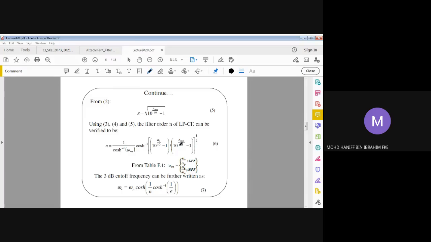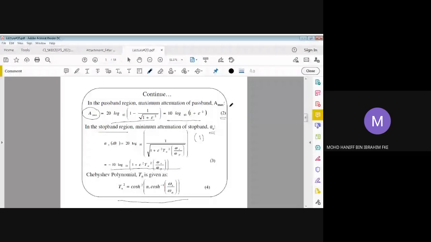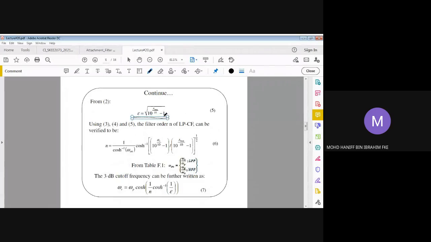Okay then. So from equation number 2 that we have seen just now, we can write the epsilon in terms of A max. So we have this equation number 5. This is from equation number 2. And as a result, we can combine equation 3, equation 4, and equation 5, and we can find the filter order n of the low-pass Chebyshev filters, which is given by equation number 6 here.